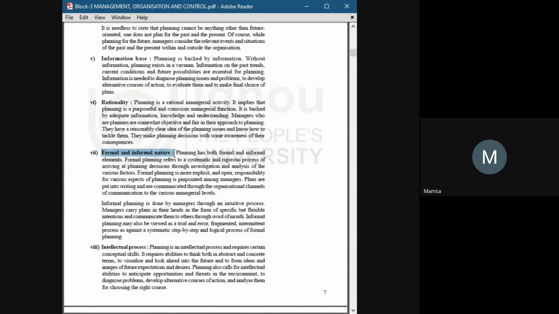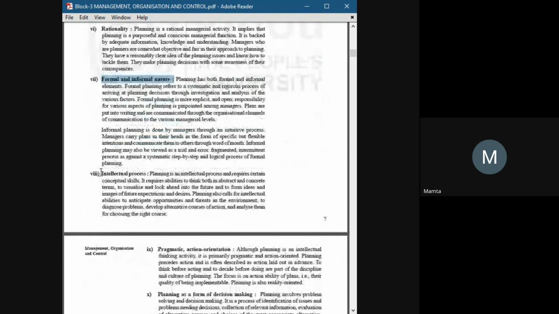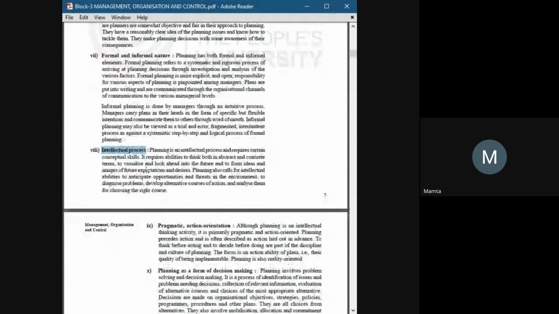Okay, coming to the process. Planning is an intellectual process. Planning is an intellectual process as it requires certain conceptual skills. It requires thinking abilities both in abstract and in concrete ways.